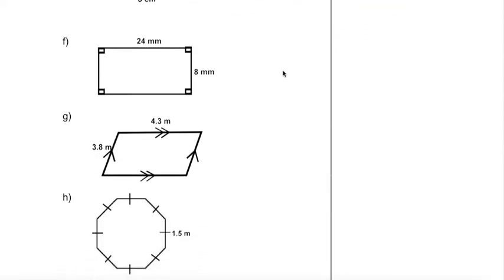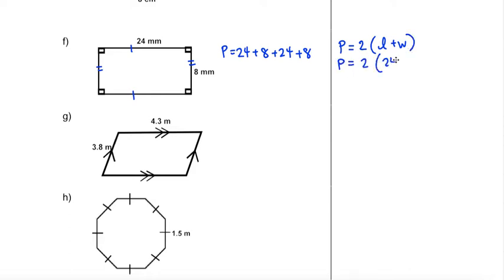For part F, I have a rectangle. For a rectangle, the sides across from each other have the same measurement. So I could either add up all of my sides by going around the outside of my rectangle, or I could use the perimeter formula for the rectangle, which is 2 times (length plus W), or 2 times (24 plus 8).